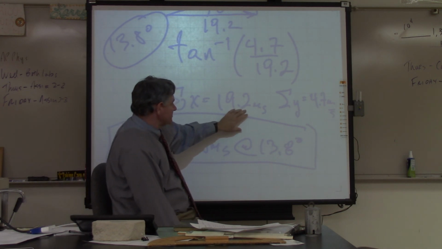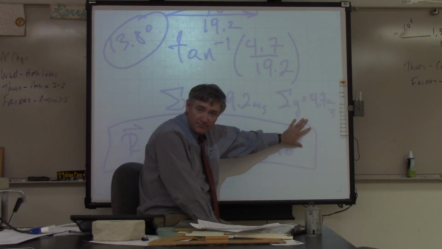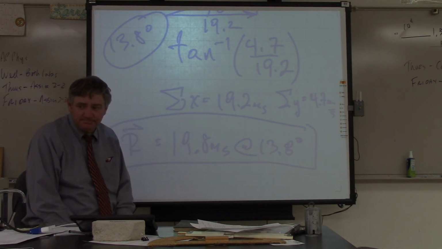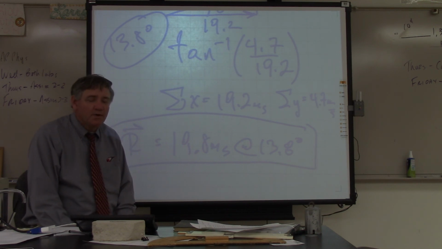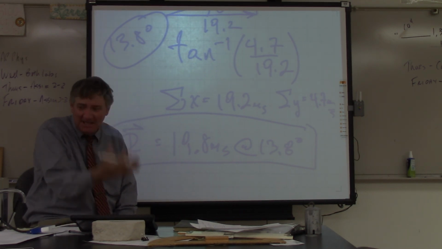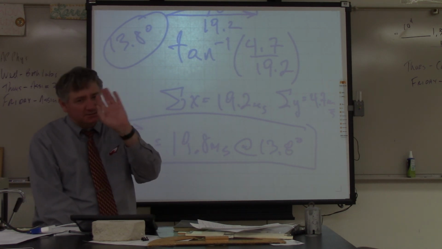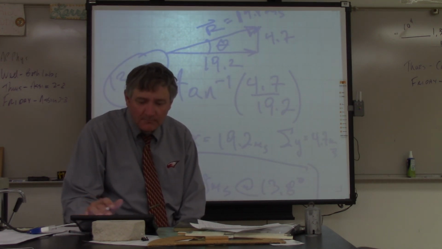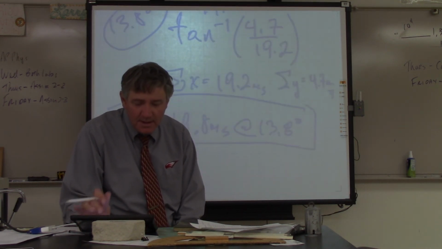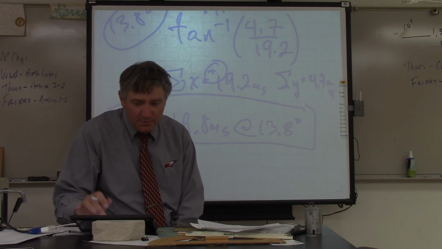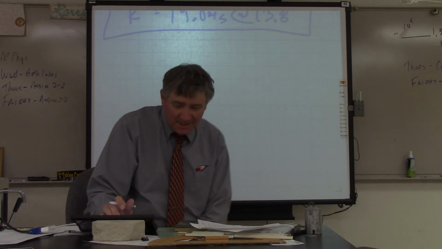Your x component adds up to 19.2. Your y component adds up to 4.7. Here's your resultant. Okay? Now, we need to play the what if game, and your calculator is going to lie to you. It will throw you under the bus. So we're going to say, what if that x component had been negative 19.2 and the y component had been 4.7? This is where your calculator would lie to you.